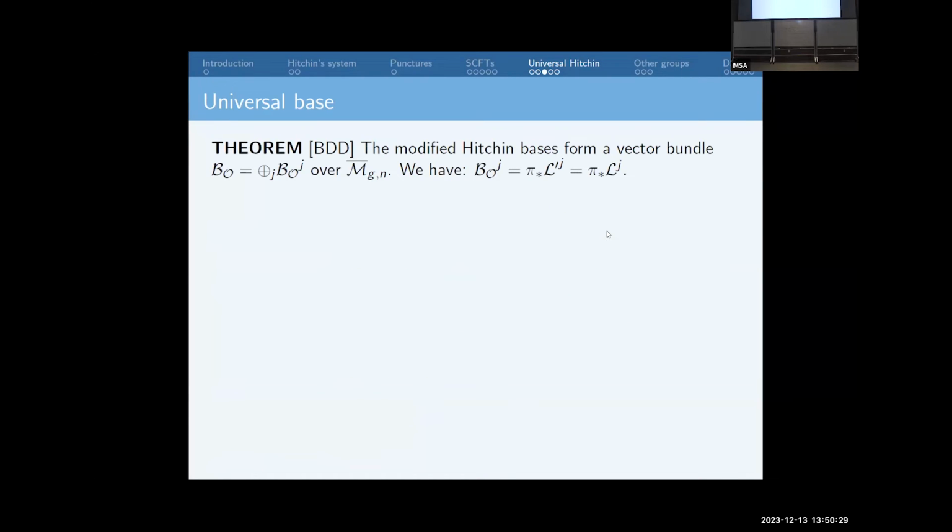So our theorem is that the modified Hitchin bases form a vector bundle over M_{0,n} bar. It's the direct sum of pieces given by the j's. And the j-th piece is the direct image of both L_j and L prime j. So even though there is an R^1, you can take the R^0 part of the pushforward and calculate the correct answer. But it's different than the cohomology of that part.